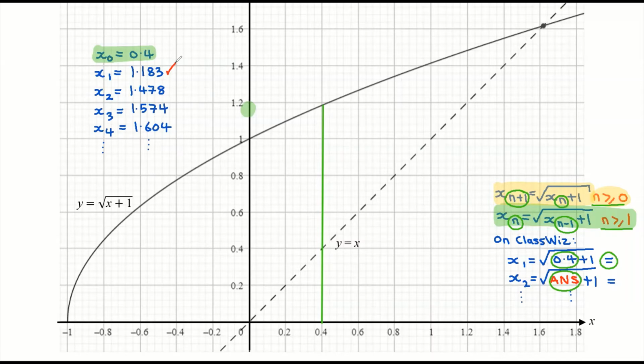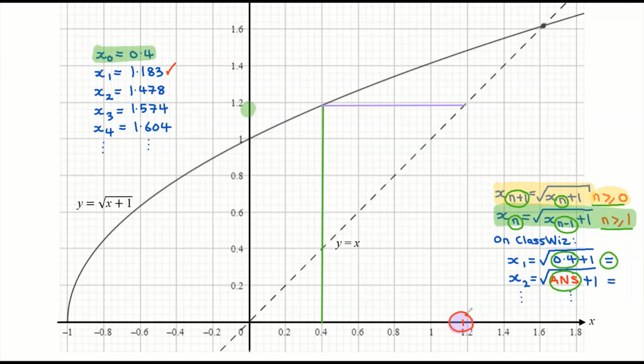To do that more accurately, rather than fumbling around trying to find it over here, what I can do is use the line y equals x. If I draw another line horizontally this time from that point across to the line y equals x, it will take me straight to the x value that I need, which is 1.183 right there, and it will read off exactly. It takes me straight to it, which is really good. Now that's my next input.